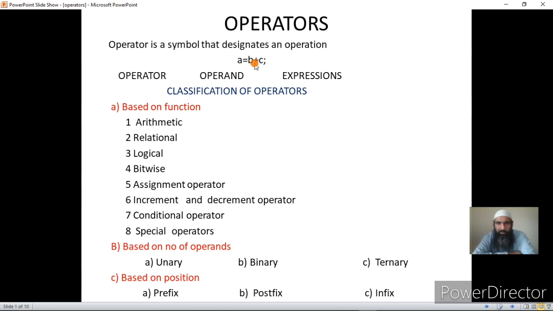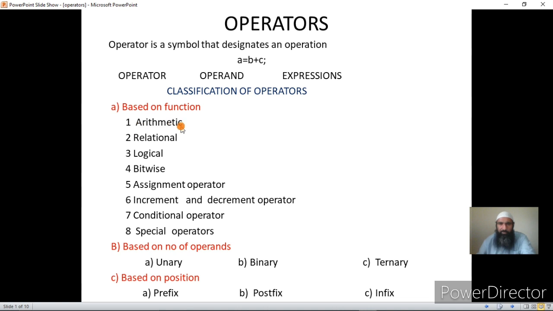Now, what are the different types of operators available in C? There are three ways of classifying the operators. One is the classification based on function. Another is the classification based on the number of operands they act upon. And another is the classification that is based on the position where the operator is placed.